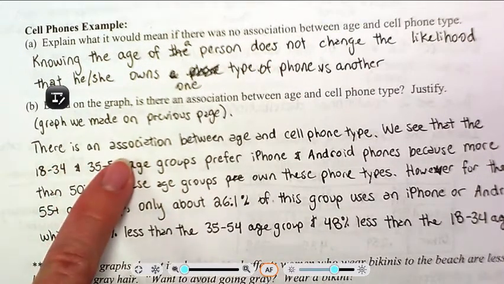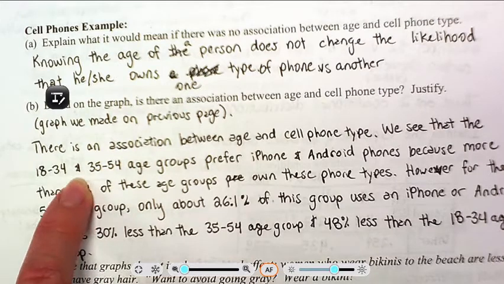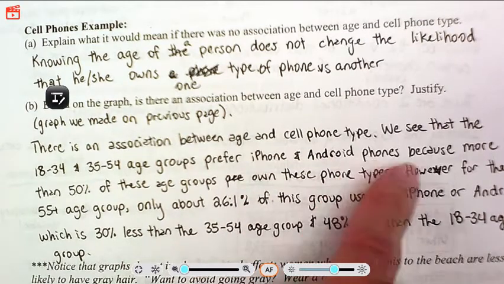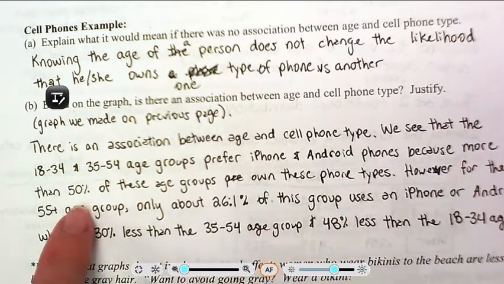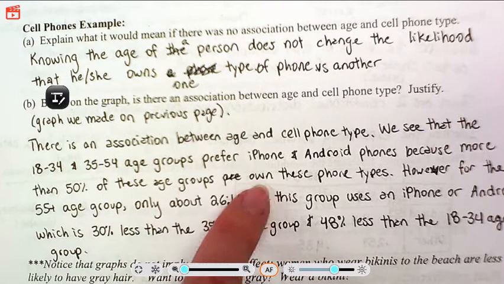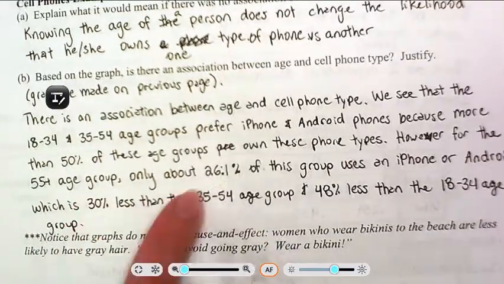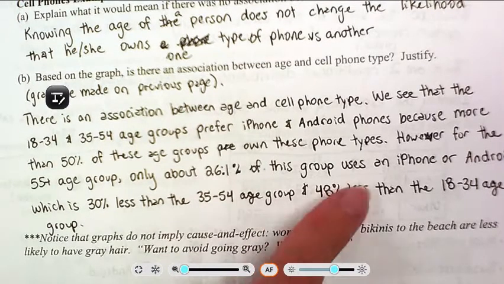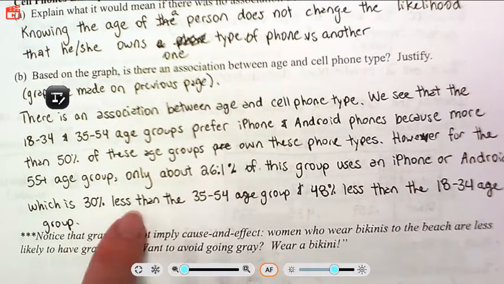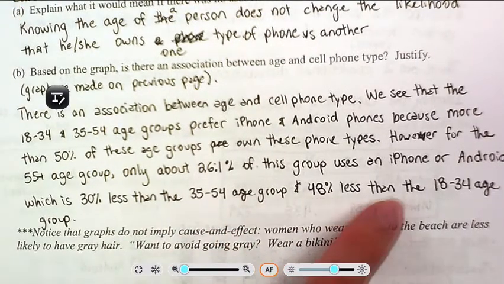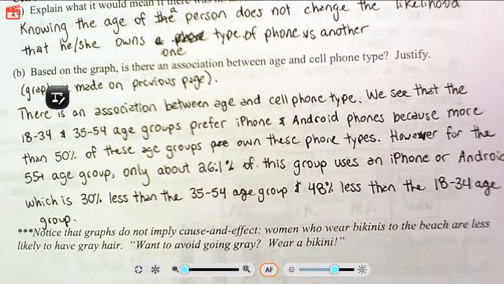There is an association between age and cell phone type. We see that the 18 to 34-year-old and 35 to 54-year-old age groups prefer iPhone and Android phones because more than 50% of these age groups own these phone types. However, for the 55 plus age group, only about 26.1% of this group uses iPhone or Android, which is 30% less than the 35 to 54-year-old age group and 48% less than the 18 to 34-year-old age group.